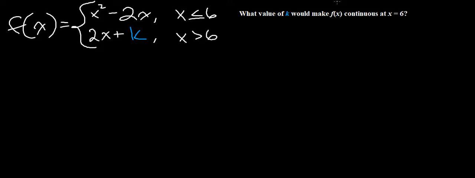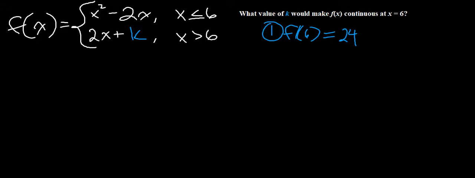So let's think about it. Well, what do we need? What do we know about continuity? Well, we know that with continuity, we need to make sure that we know what f of 6 is. So what is f of 6? When we're invoking f of 6, I think we're going to invoke this one because this is when x is less than or equal to 6, and so x is equal to 6. So we're going to do this first instance right here, and we're going to do 6 squared. 6 squared is 36 minus 2 times 6, so 36 minus 12, and 36 minus 12 is 24. So f of 6 is equal to 24.